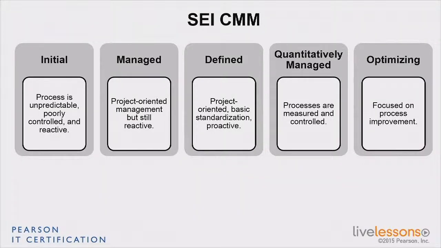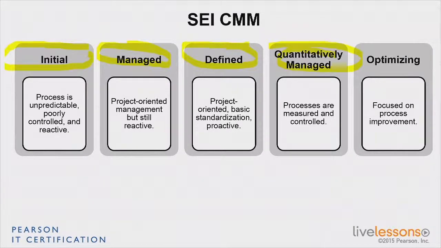So in the first level, which is known as initial, the process is unpredictable, it's poorly controlled, and it's reactive. So that's just the initial or the lowest maturity level. The next level is known as managed. And in a managed maturity level, we have a project-oriented management, but it's still pretty reactive. Defined says project-oriented. And remember that this was really designed for software development, so it's project-oriented. There's basic standardization, and we are fairly proactive.